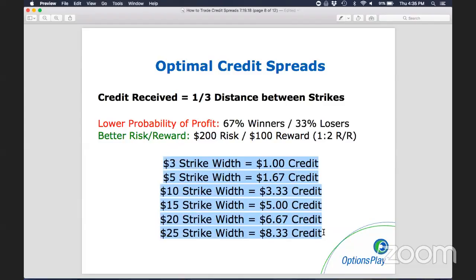I understand this is somewhat conceptual. I want to show you some real examples using some real stocks so that this becomes more tangible for those of you that are new to this type of strategy.